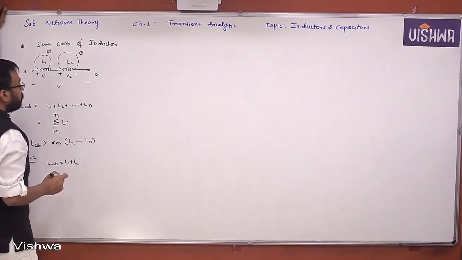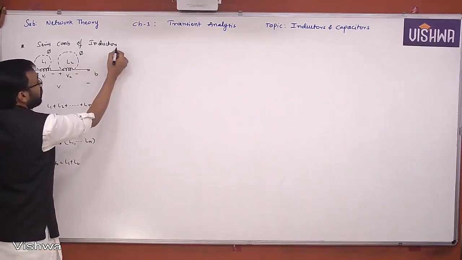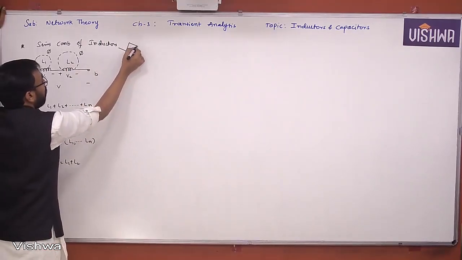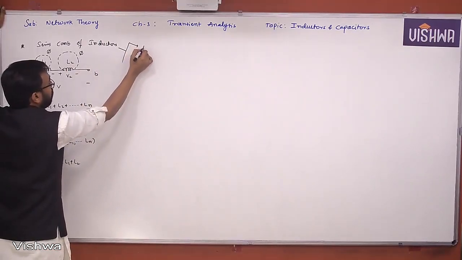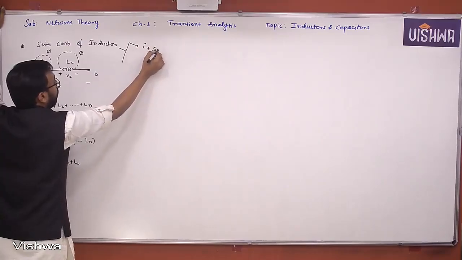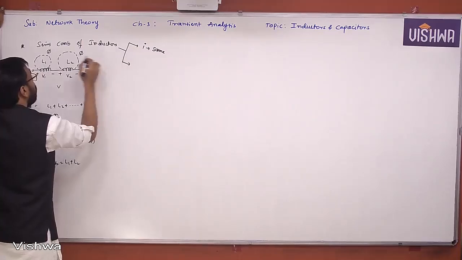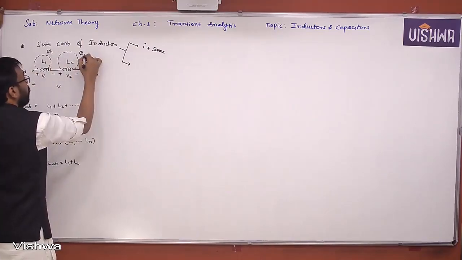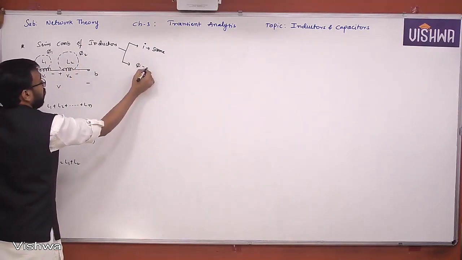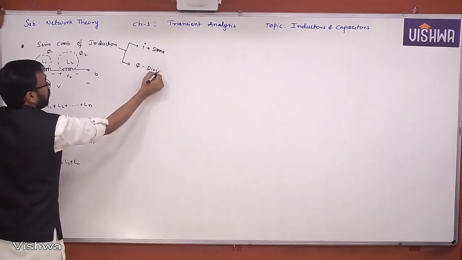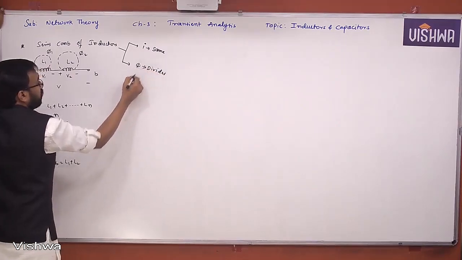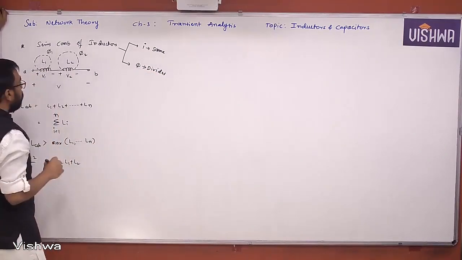Now, what's happening here? Series combination, what is that actually? Series combination, current is same, but the voltage divides. Voltage divides nothing but what? Flux divides. Phi 1 and phi 2. The flux divides. Understand all of you, okay? Current is same, but flux divides.